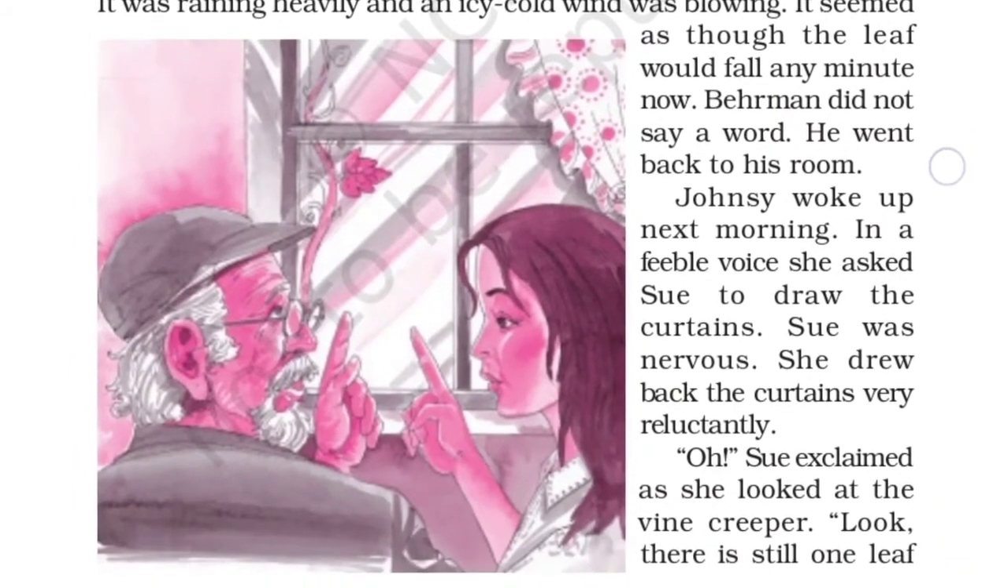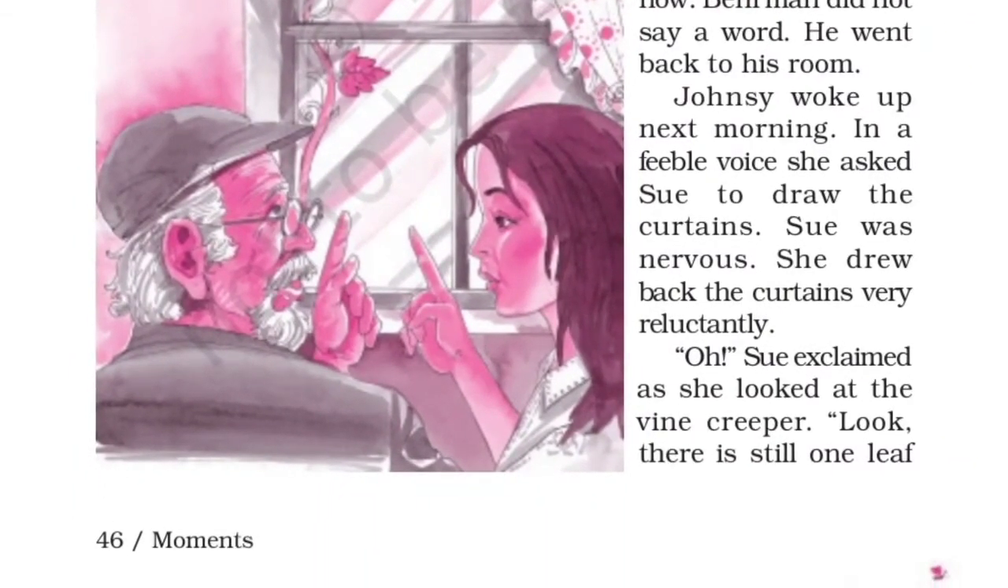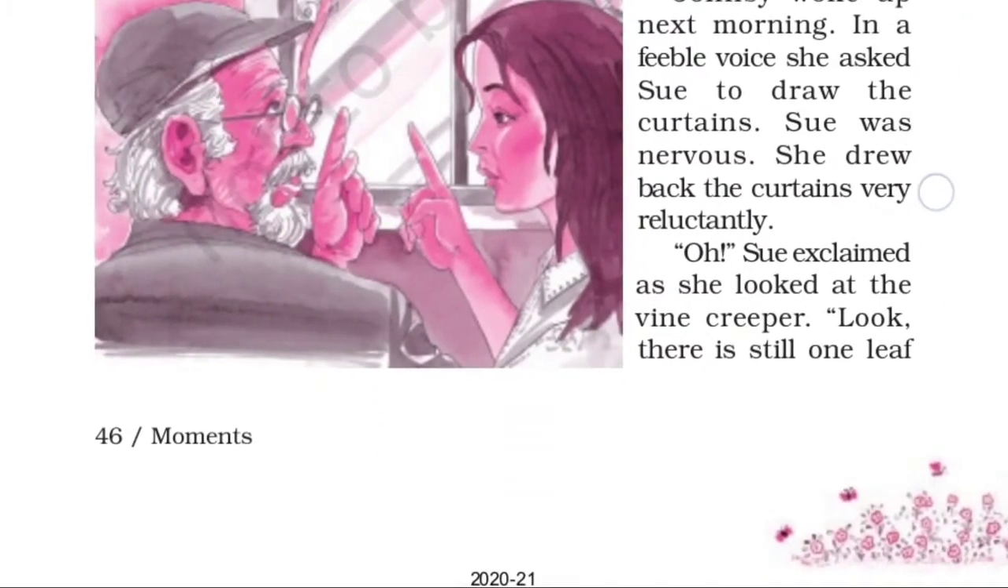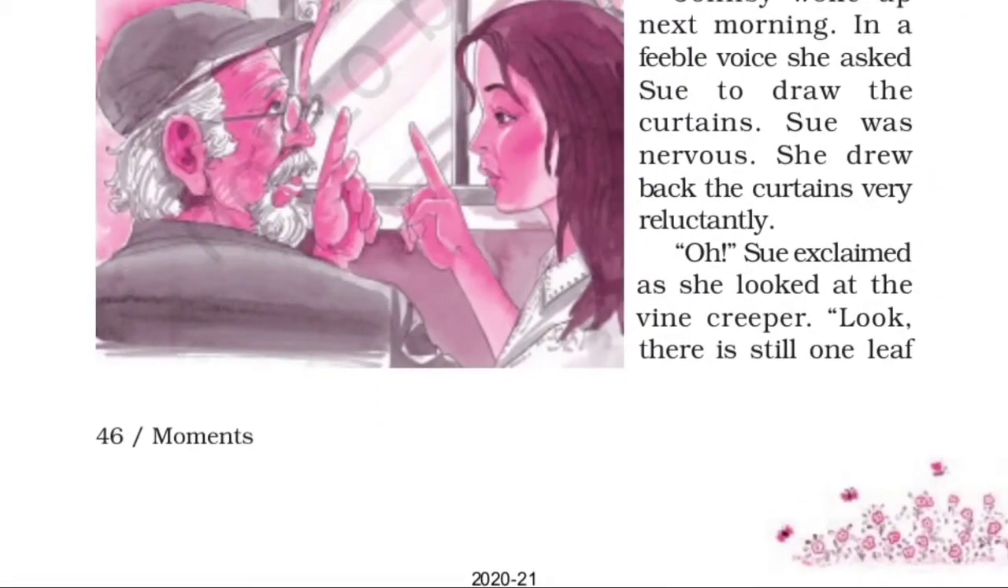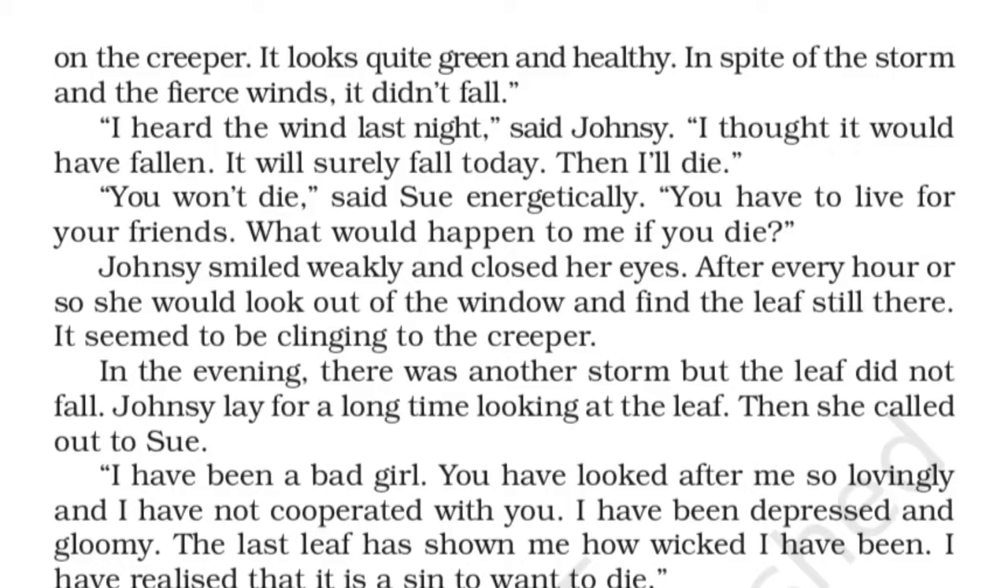She asked Sue to draw the curtains. Sue was nervous. She drew back the curtains very reluctantly. Very reluctantly means very hesitantly. She was not willing to do it, but she did it as she was afraid that if there would be no leaf on the creeper, her friend would die. "Oh," Sue exclaimed as she looked at the vine creeper. "Look, there's still one leaf on the creeper."